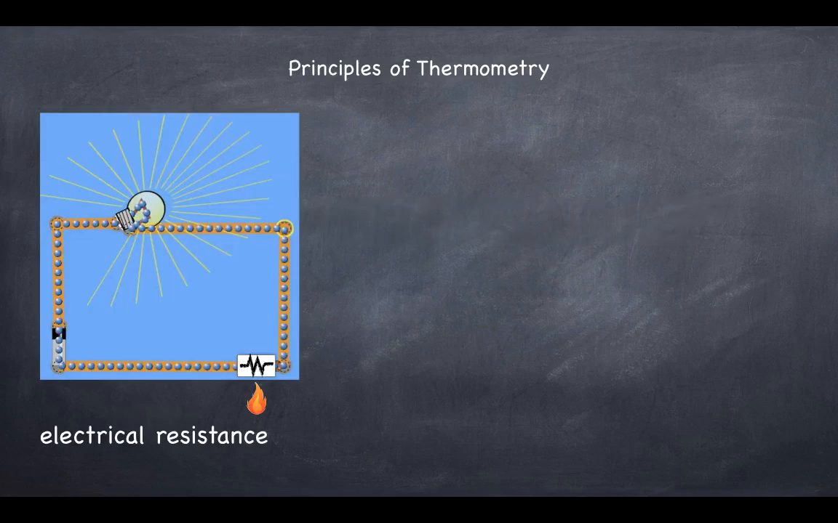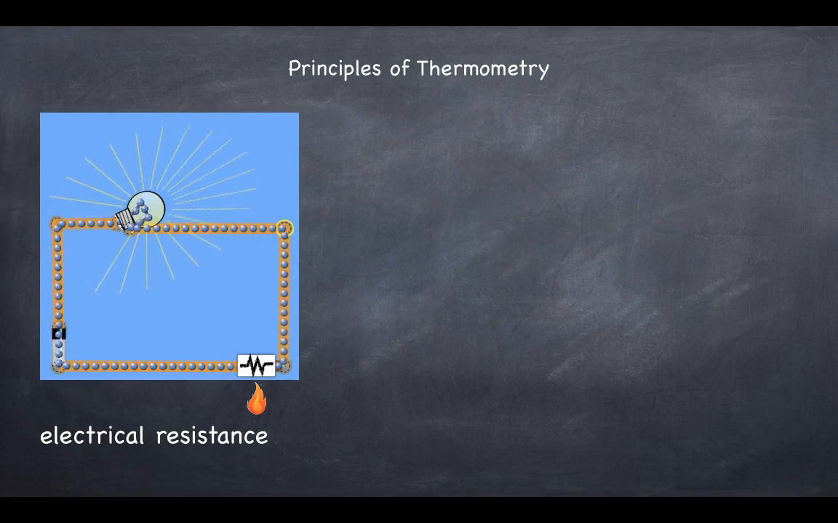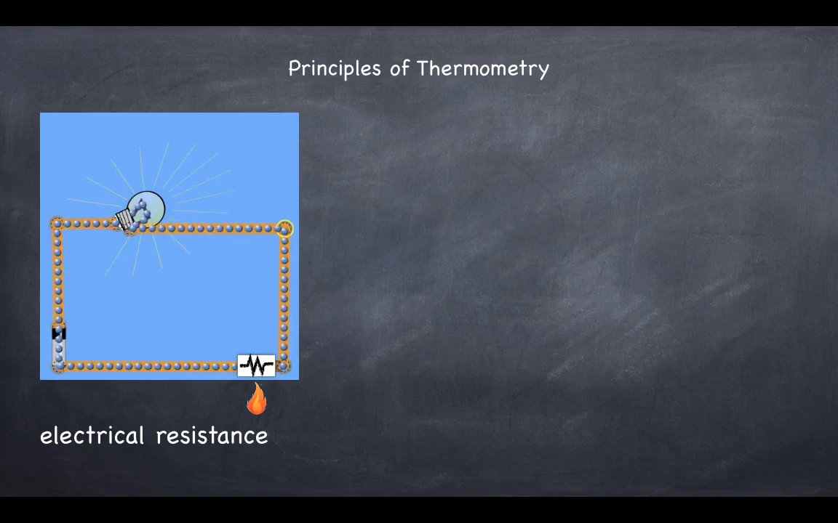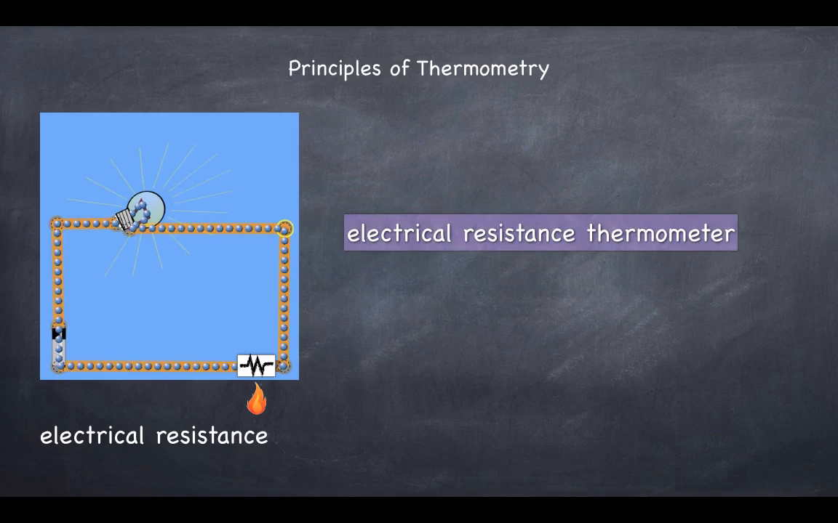Another property that changes with temperature is the electrical resistance. The electrical resistance of this element here increases with temperature, so that if you apply heat, the hotter it gets, the more electrical resistance there will be in the circuit. You can see that the electrons are slowing down, and you can also notice that the bulb dims because there is more electrical resistance. So you can use electrical resistance, since it varies with temperature, as a means to measure temperature. An example of a thermometer that uses electrical resistance as a physical property is the electrical resistance thermometer.